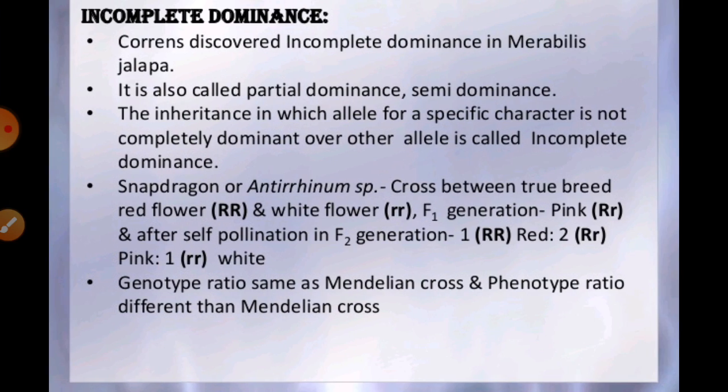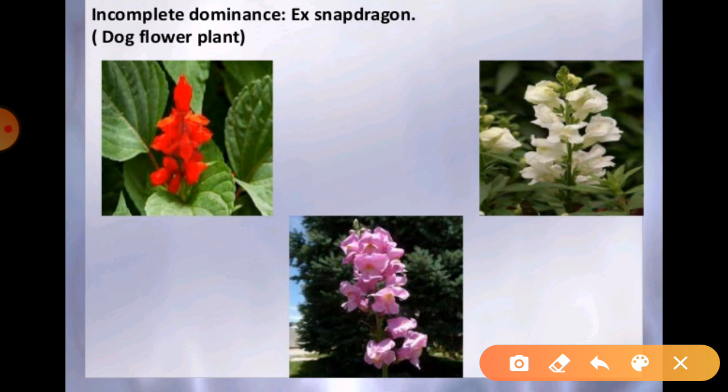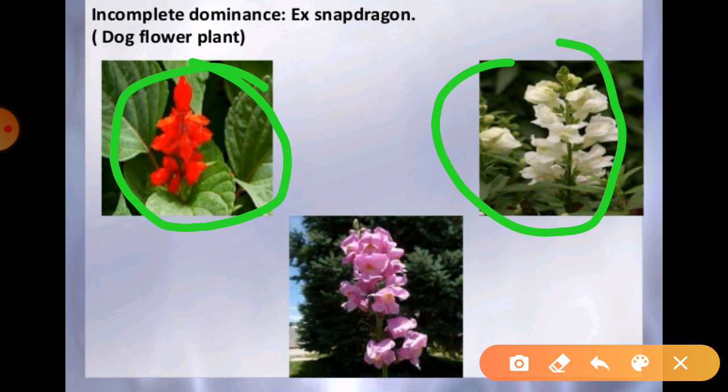So later on we have to find one more thing that is called incomplete dominance. As you can see in the diagrams, while we are going to cross this red flower with this white flower, that is the dog flower, everybody has seen it, that is called snapdragon flower. But in that particular condition, we will get such a pinkish color flower over there.